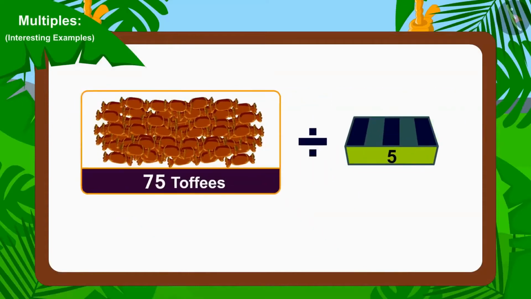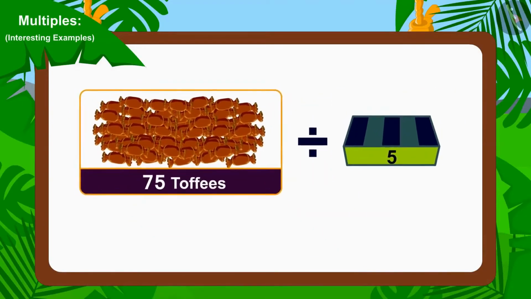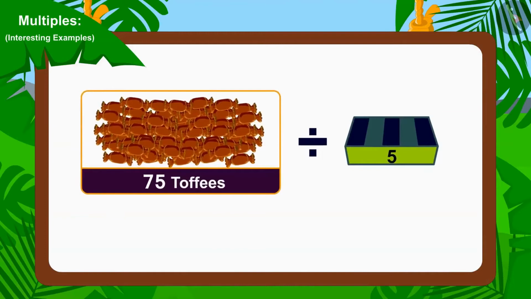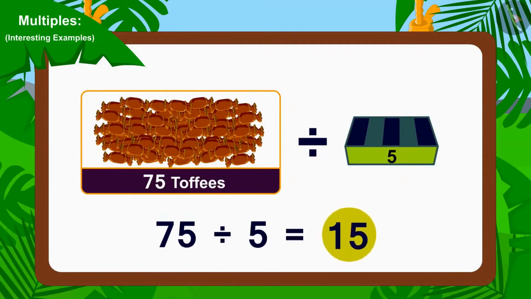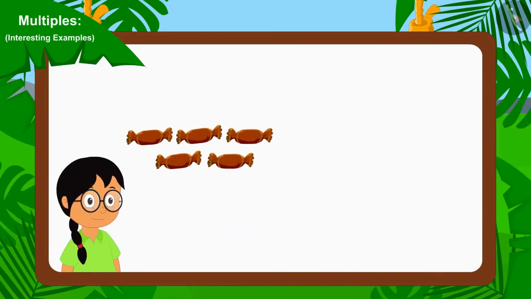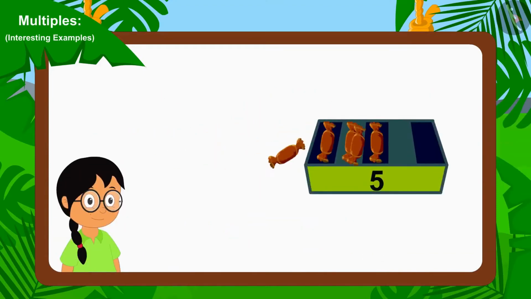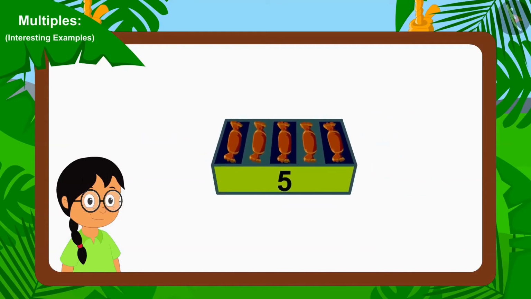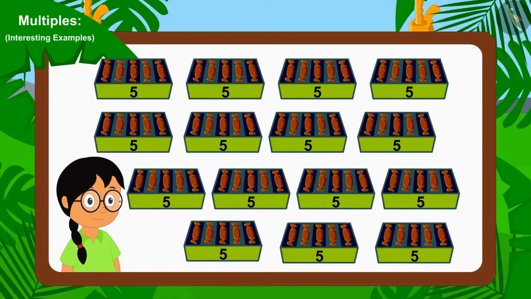Children, you have found the answer absolutely correctly. We can divide 75 by 5. In other words, 75 is a multiple of 5. Therefore, by forming a group of 5 toffees, Meenu can divide these toffees equally among her friends.